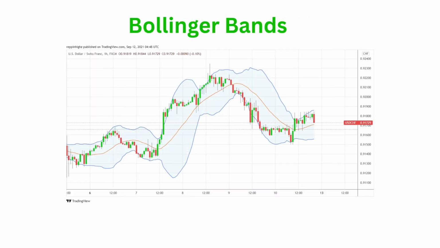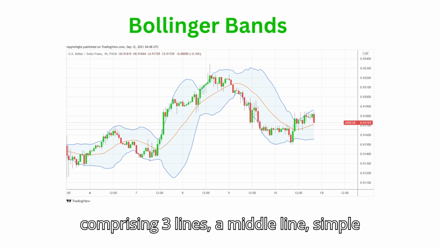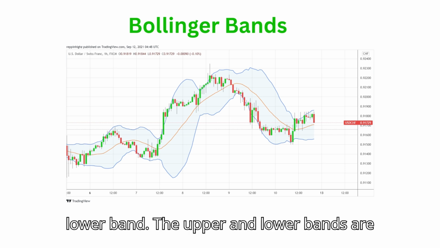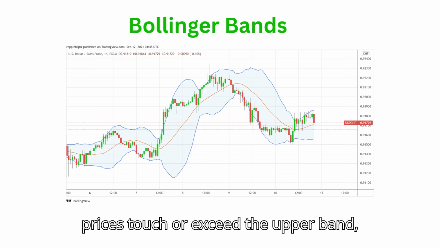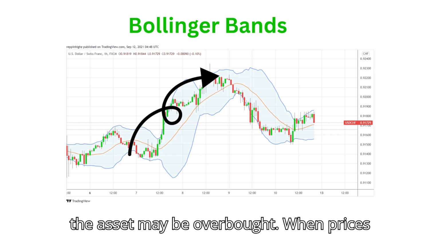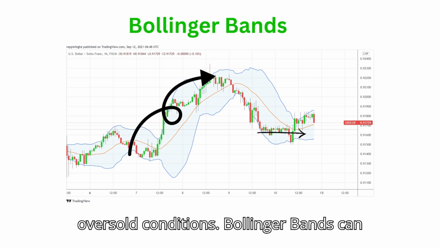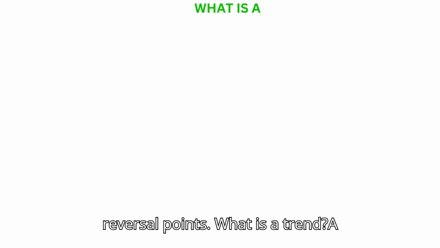price reversal. Bollinger Bands, a volatility indicator comprising three lines: a middle line, simple moving average, an upper band, and a lower band. The upper and lower bands are calculated based on the standard deviation of the moving average. When prices touch or exceed the upper band, the asset may be overbought. When prices reach the lower band, it may indicate oversold conditions. Bollinger Bands can help traders identify potential market reversal points.